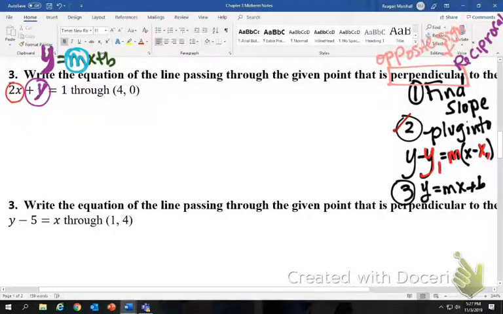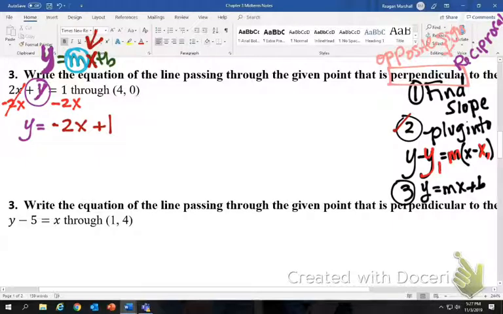2x is on the same side as y, so we're going to have to move it over. We're going to subtract it on both sides. You cannot subtract a letter from a number. Some people try to, and it's not possible. You're just going to write them next to each other. You want it to look like y equals mx plus b, so x needs to come first. And then your number, the freestanding number.